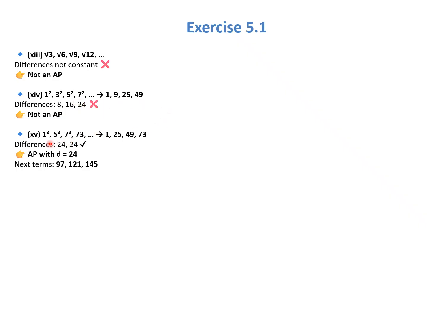And in this, we have 1 square, 1, 5 square, 25, 7 square, 49, and then 73 and all those things. When we find the difference, it comes out constant, 24. Then we have to find the next term by adding that to the previous term, 73, to get the next term. So this is how we have to solve this question. We'll move to the next question and see how we have to solve it.